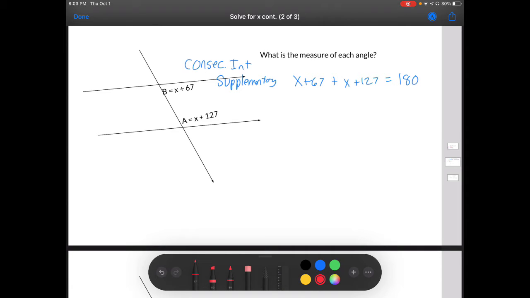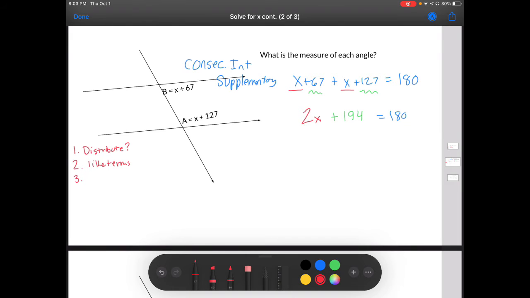Whenever it's supplementary, add them together, equal to 180. Now we look at our equation. I'm going to go through those 5 steps I gave you yesterday. First, do we distribute? The answer is no, there are no parentheses, so we don't distribute. Now I look for like terms, which I do have. I have an x and an x, which is 2x. I also have a 67 and 127. I add those together, and I get 194. I'm going to bring down that 180.